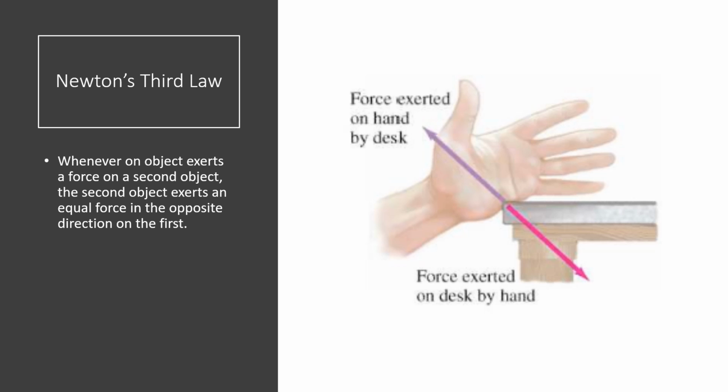I think in the vernacular, most people would say that for every action, there's an equal and opposite reaction. And then Chuen-Wei was nice enough to quote what Newton said in his book Principia. Whenever an object exerts a force on a second object, the second object exerts an equal force in the opposite direction.